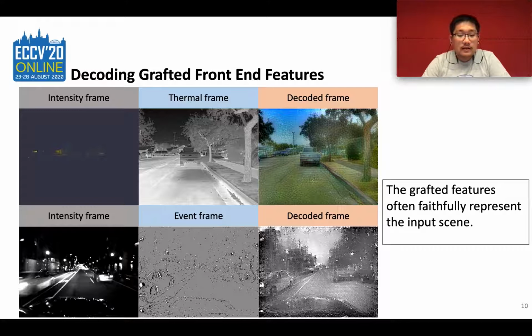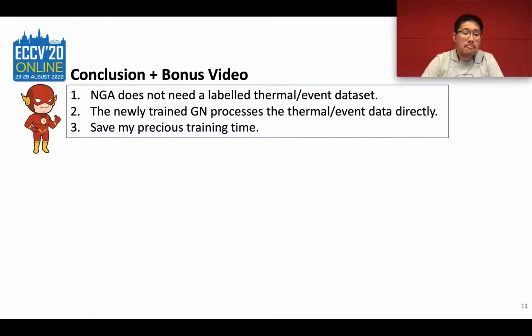The second row is an example from an event dataset. The intensity image on the left has a motion-blurred car. The motion blur is reduced in the events, and we can clearly see this car in the decoded frame as well. In conclusion, this study shows that grafted features often faithfully represent the input scene.